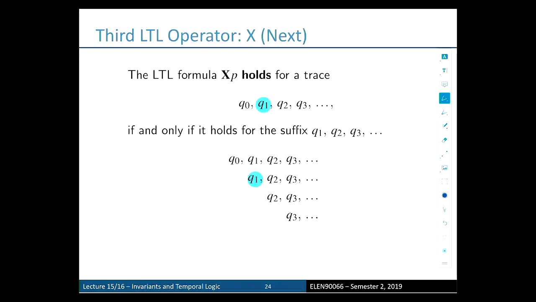The next operator. So we say XP holds if I check the trace starting from the next state, input output state triplet. If P holds for that new trace, then XP is correct. This is really used to construct statements like, if something happens, immediately we want something else to happen. That's where it's useful.